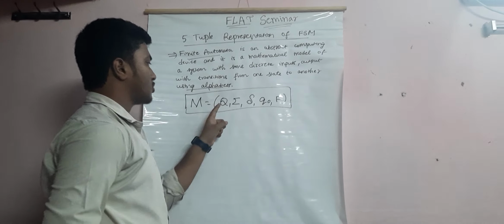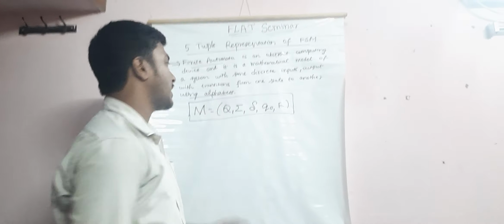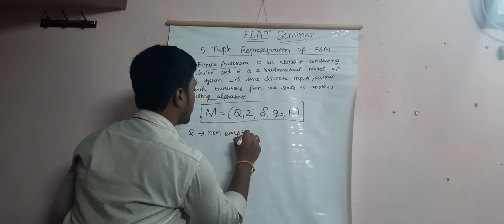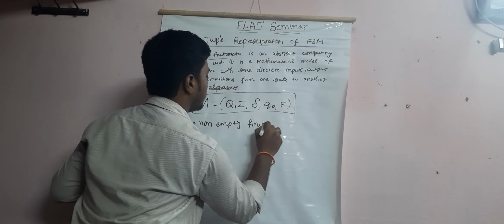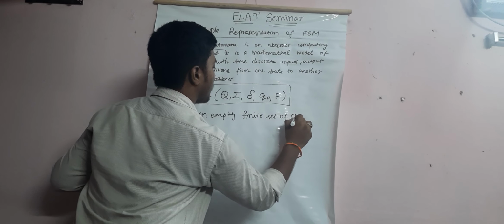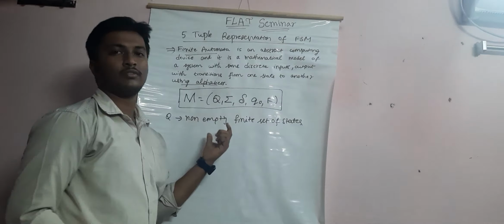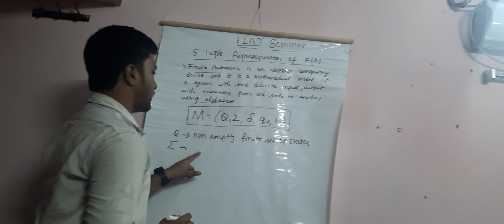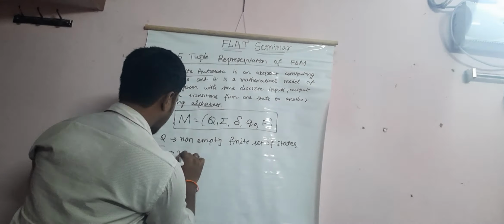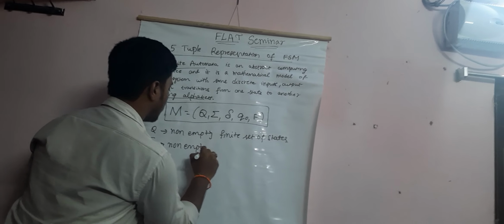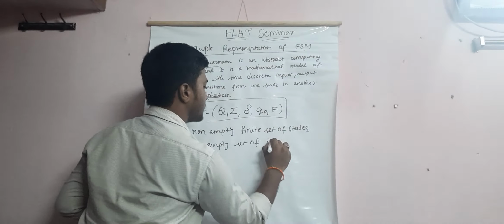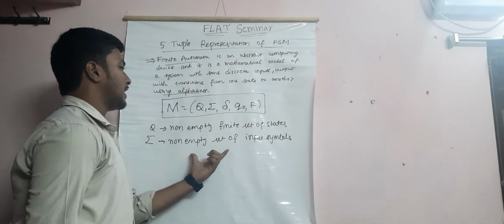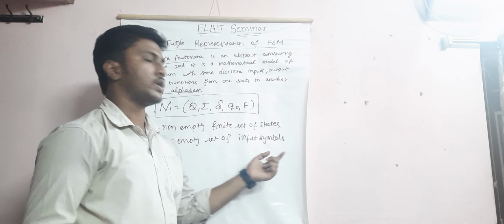So coming to the Q. This Q is a non-empty finite set of states. So this is a collection of all the states which are present in the finite state machine. Coming to the sigma, it is a non-empty set of input symbols. So these are also known as alphabets. As mentioned earlier, this can be A, B, 0, 1, etc.